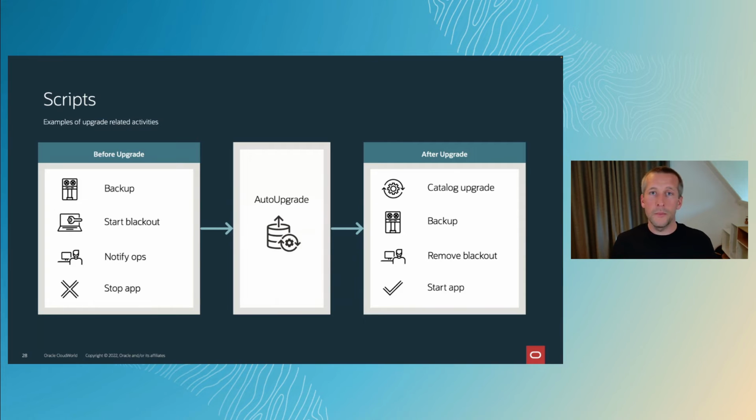This is a typical example. In the middle, we have AutoUpgrade that is upgrading the actual database. But when you look in the documentation, we recommend, for instance, that you do a level 0 or at least a level 1 backup before you start the upgrade. You would want to start that before the upgrade.